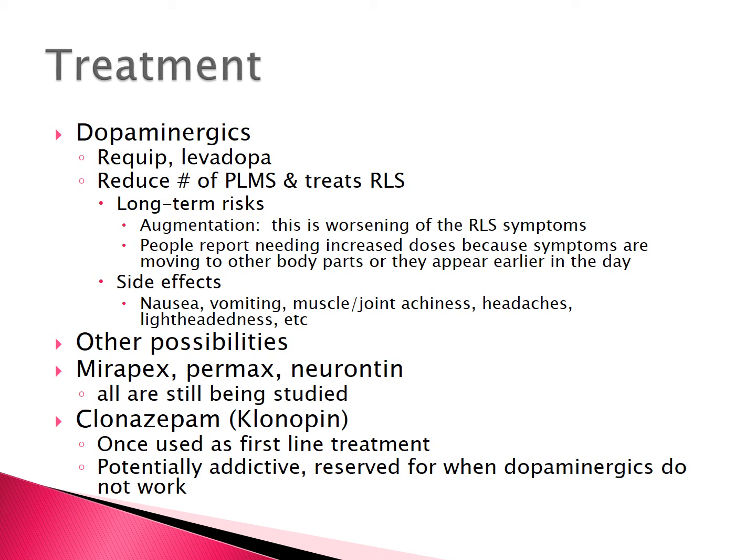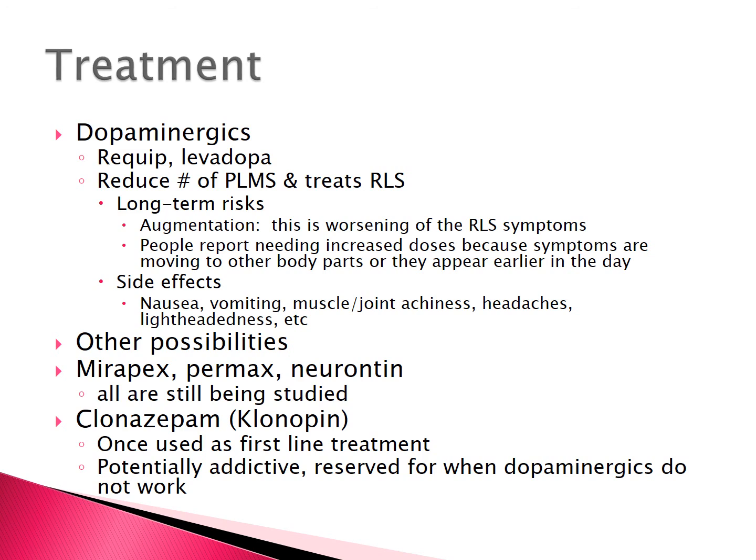Treatment. Dopaminergics. Some examples are Requip or levodopa. These reduce the number of periodic limb movements and treat restless leg syndrome. The long-term risks are augmentation. This is worsening of the symptoms. People report needing increased doses because the symptoms are moving to other parts of the body or they appear earlier in the day. Some of the side effects include nausea, vomiting, muscle joint achiness, headaches, and lightheadedness.